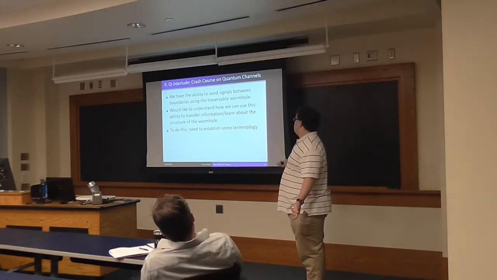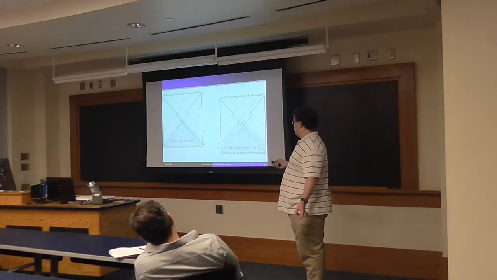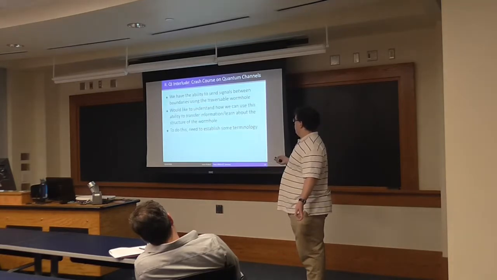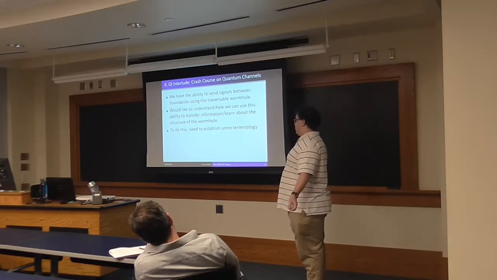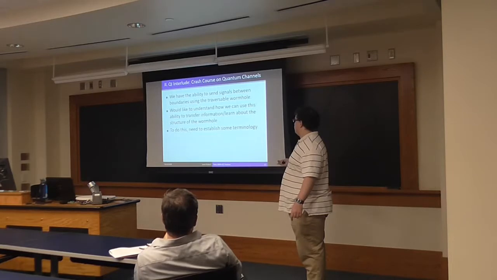so now I've told you about traversable wormholes. We have the ability to send signals between the two boundaries using a procedure here. Signal through when there's no trace separation. So we'd like to understand how we can actually use this to transfer information from one side of one of the asymptotic geometries to the other one. And to do this, I need to tell you a little bit about quantum channels.